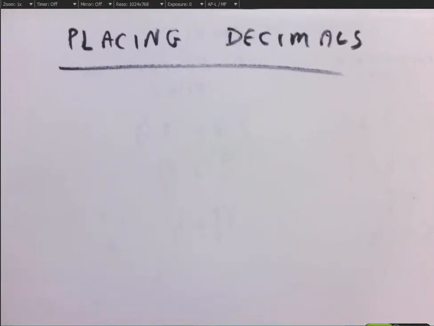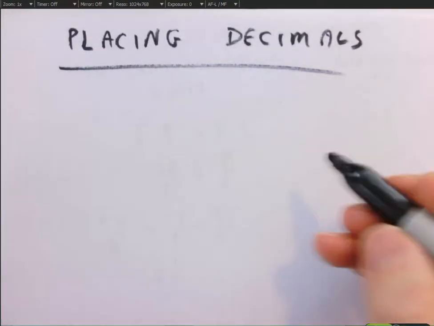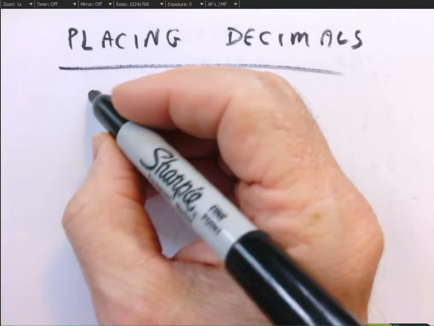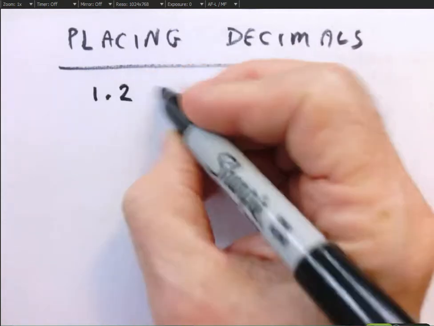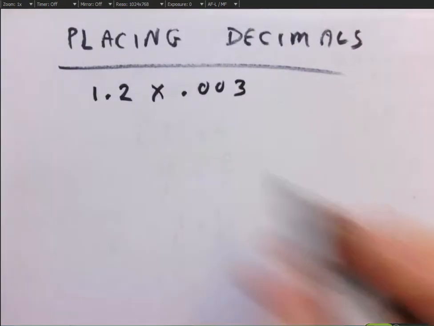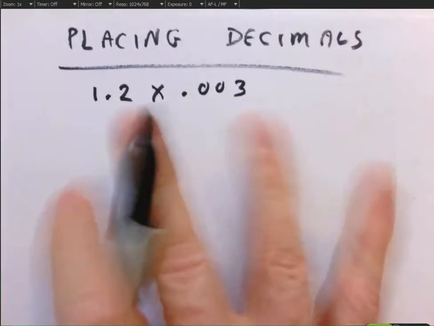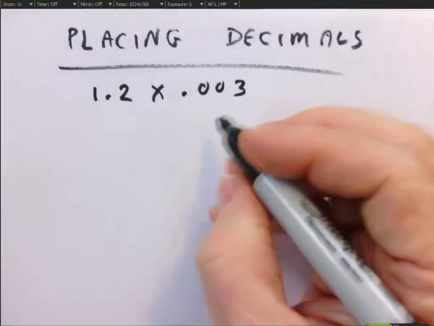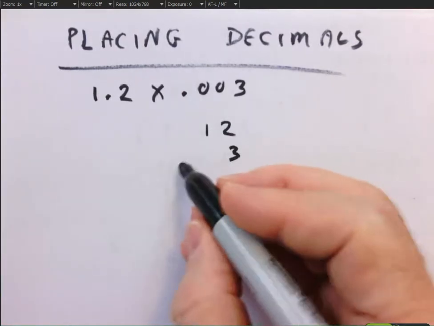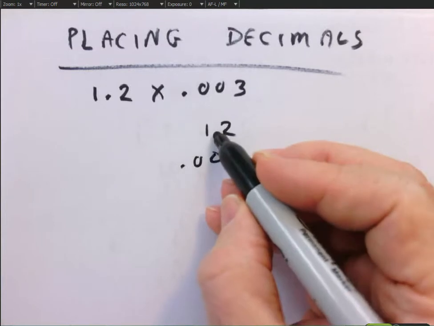Hi, here's a quick review of how to place decimals when you're multiplying and dividing. Say you have a multiplication problem, 1.2 times 0.003. Okay, I'm going to set it up. I'm going to kind of ignore the decimals in this. 12 times 3 is how I would set it up, multiplying. This is 0.003 and this is 1.2.